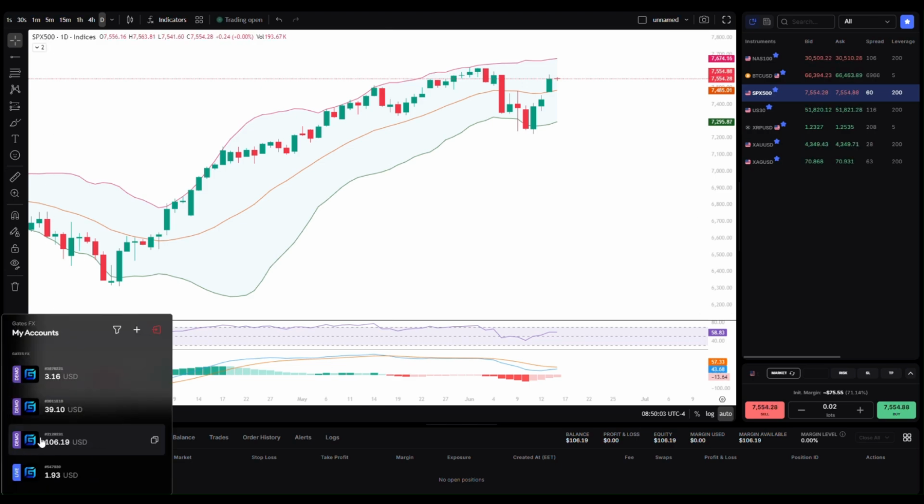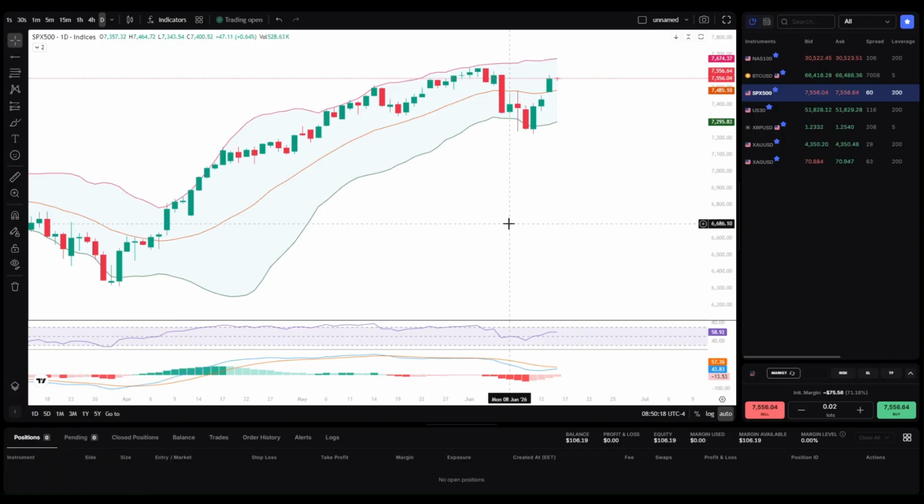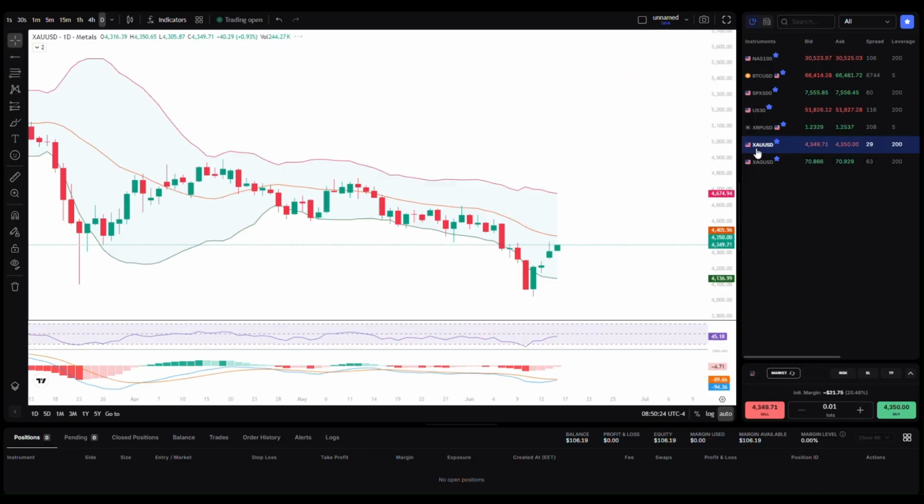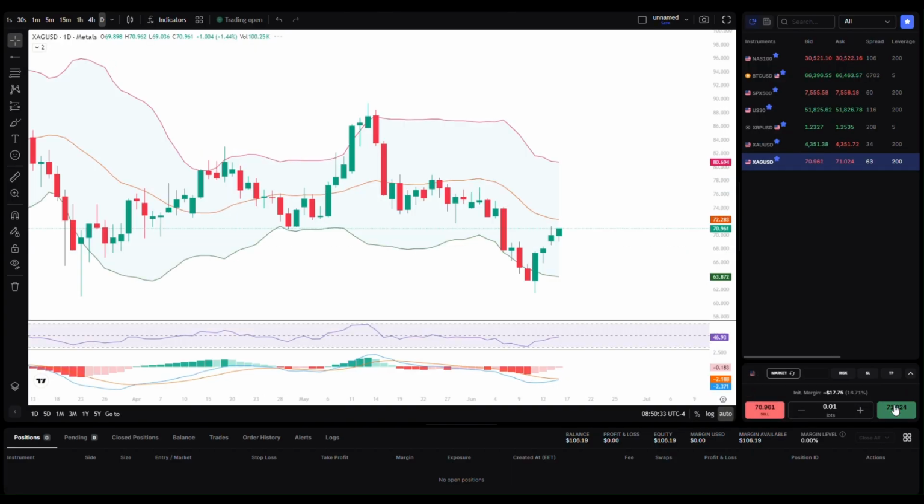Today, we're still trading on our demo account because our live account only has $1.93 and I don't want to trade any pairs. With $106, we are able to do 0.02 on the SPX, or we are able to trade gold. And with gold, we can do 0.04. With silver, we are able to do 0.05. I'm not trading gold today, and I'm not trading silver today. I will be trading SPX.